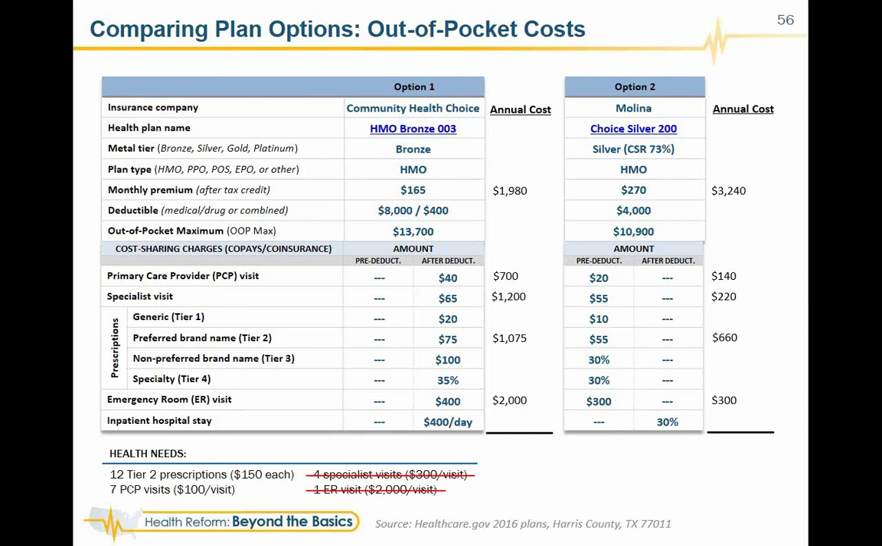But now let's change up the example. Let's take out the specialist visits and the ER visit from our expected healthcare needs. If we do that, we see that Plan A ends up having slightly less in annual out-of-pocket costs than Plan B. So what this tells us is that out-of-pocket costs can vary greatly depending on healthcare utilization. Jason and Michelle have to think about how much healthcare they plan to use, how much they are willing to pay in monthly premiums, and ultimately weigh the cost of premiums versus cost sharing.